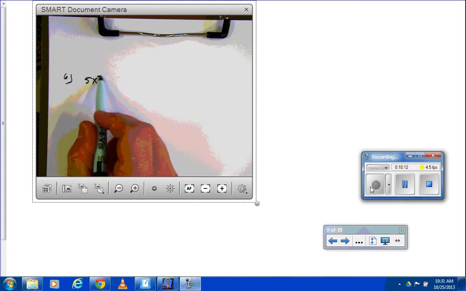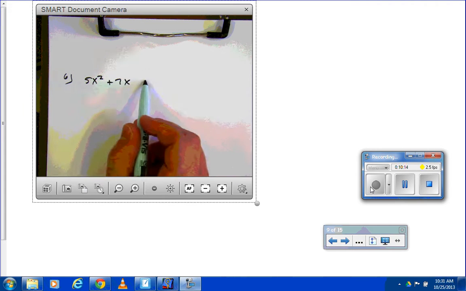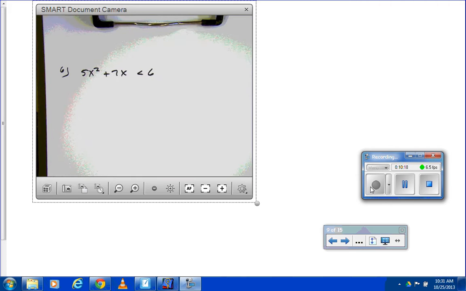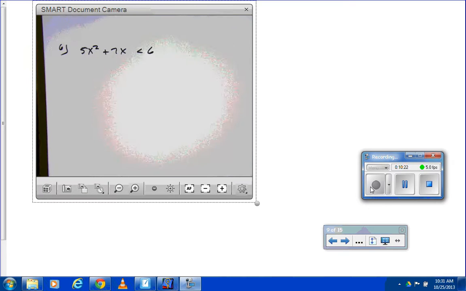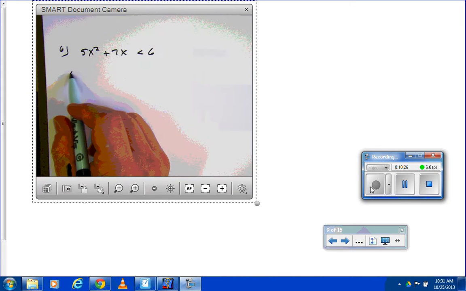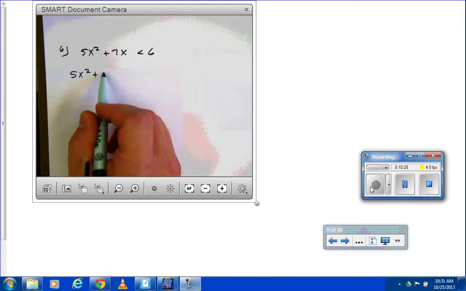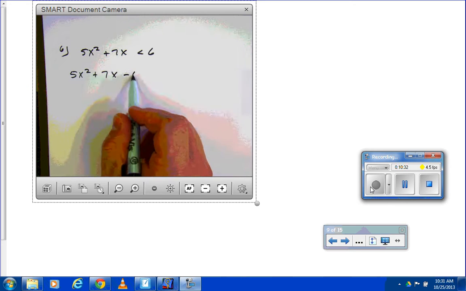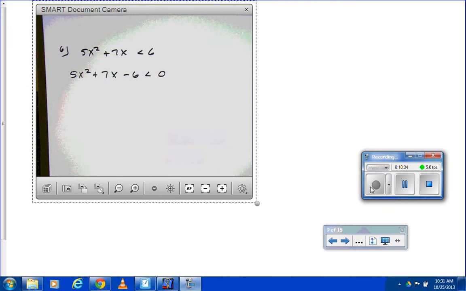All right, so you have 5x squared plus 7x is less than 6. And you can do these on a number line, but we found it was easier just to sketch the graph since we know how to graph polynomial functions. Let's set it equal to 0 so we can find out the intercepts. Not equal to 0, but less than 0.